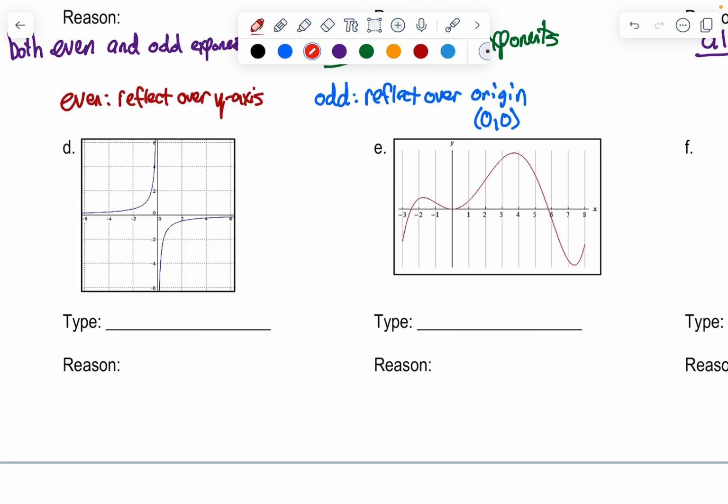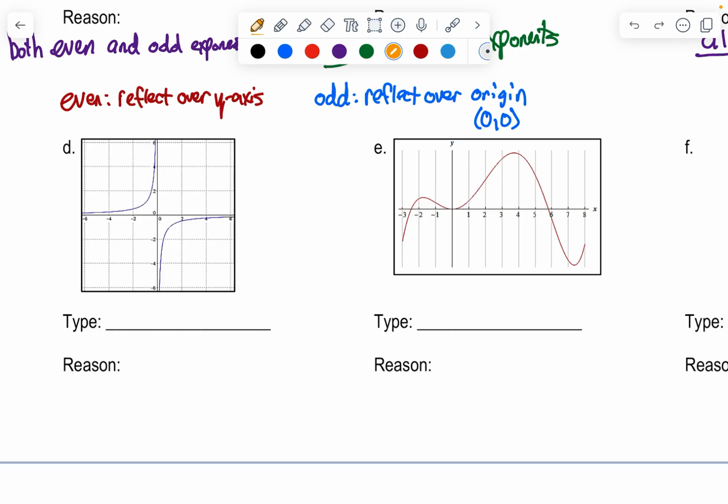So looking at this first one, I always like to start with even because I think it's a little easier to see. Now, you're probably not going to mark up graphs like this. You're probably just going to look. But if I wanted to see if something reflected over the y-axis, pick a point. I'm going to take this point right here, pretty random. If I reflect it over the y-axis, I should have a point right there. I don't. So right away, I can rule out even.